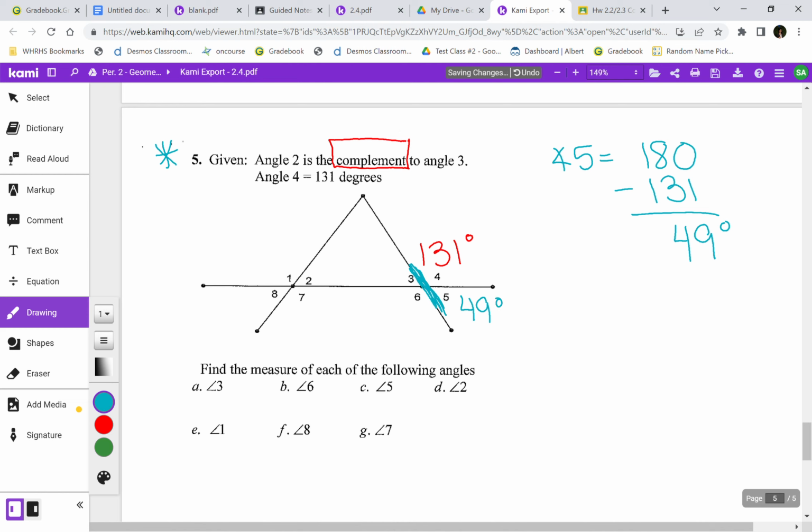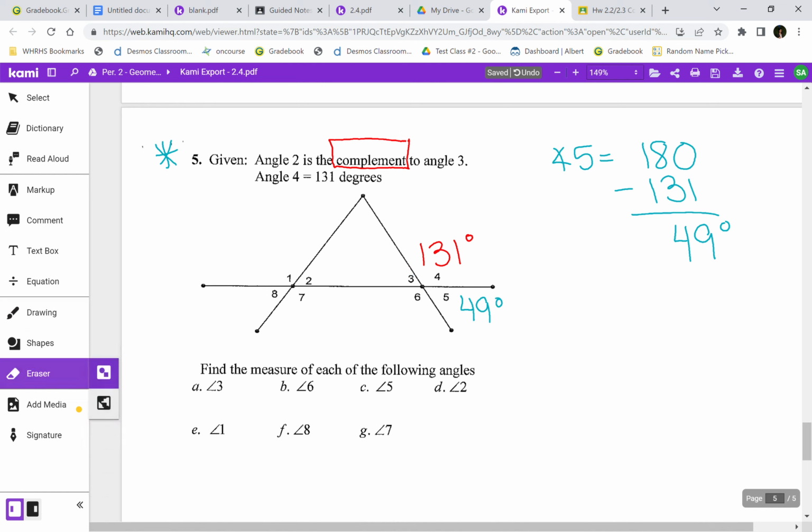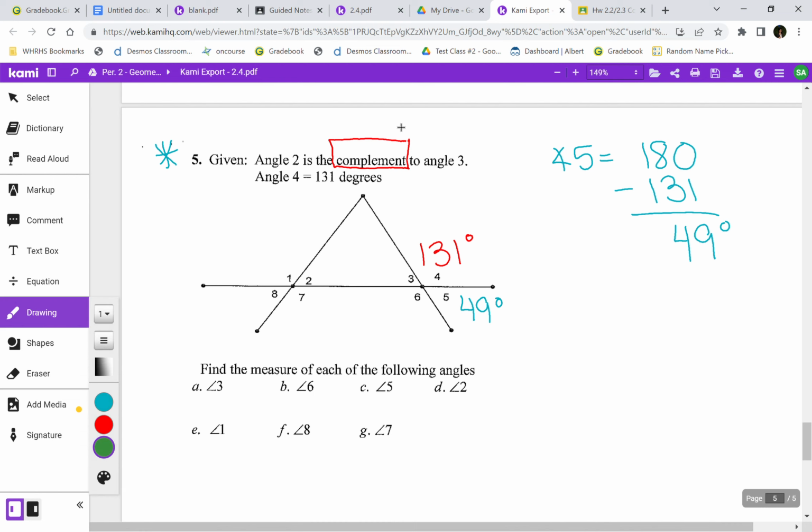All right, keep going. Tell me more. Now that we know angle 5, tell me more relationships that you see. Let's finish this side of the diagram. Ethan? Angle 5 is a supplement to angle 6. Excellent. Right now, we see the straight angle right here. Between 5 and 6, they're supplements. So what does that mean? Angle 6 has to be what number? 131.